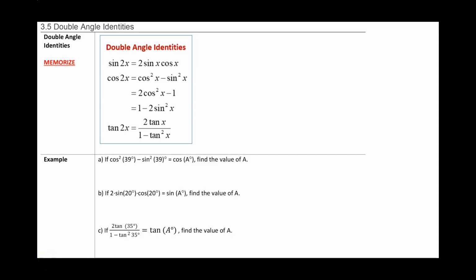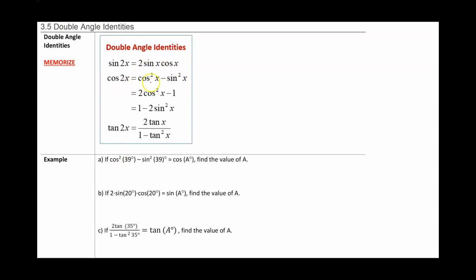So in section 3.5, we are going to continue to find exact values of angles that don't have reference angles that are multiples of 30 or 45. In this section, we are going to talk about double angle identities, where we have sine of 2x equals 2 sine x cos x.